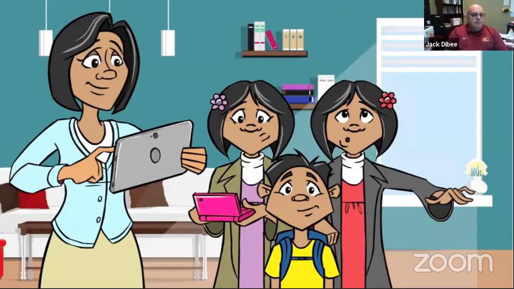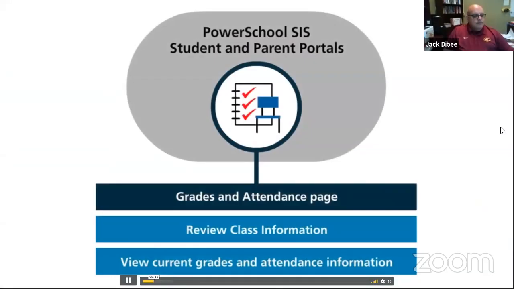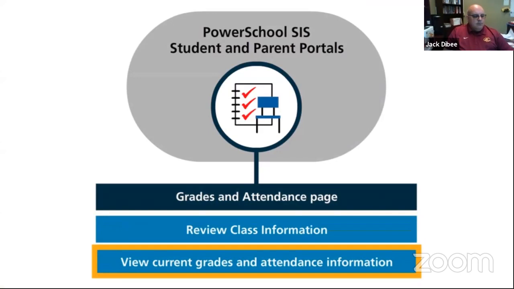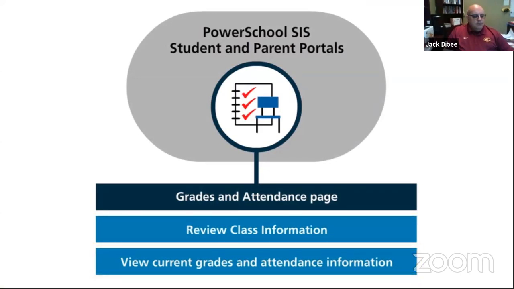Using PowerSchool SIS to keep track of your students' school progress on a regular basis can save you from some unpleasant surprises later. You can perform several tasks from the default grades and attendance page in the PowerSchool SIS student and parent portals, such as reviewing class information and viewing your students' current grades and attendance information. Let's look at the grades and attendance page features.